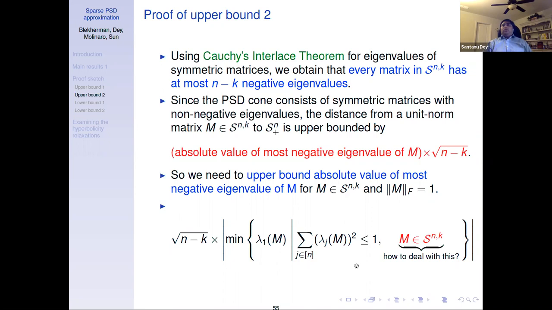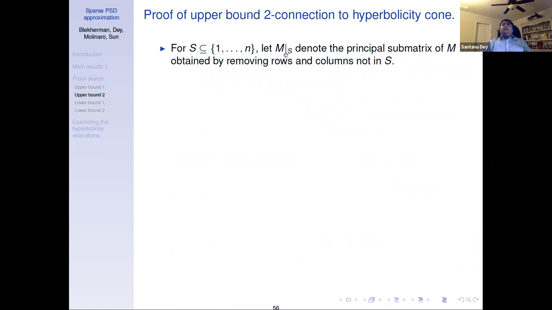All right, so we are doing what we would have to do anyway in studying something like this, which is to look at these matrices S_N^k and try to understand what their eigenvalues look like. I'm going to use this notation as a restriction to S, meaning that if you take M and take the principal submatrix indexed by S, that is the restricted matrix. By definition, for matrices in S_N^k, these restrictions of size k are PSD. This is the very definition of matrices in S_N^k.